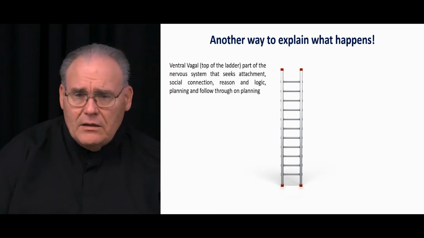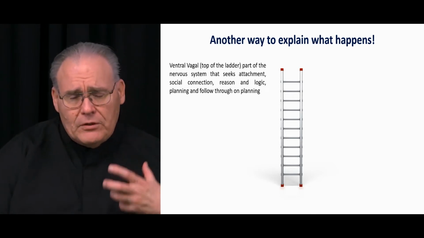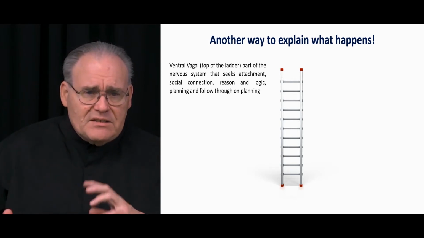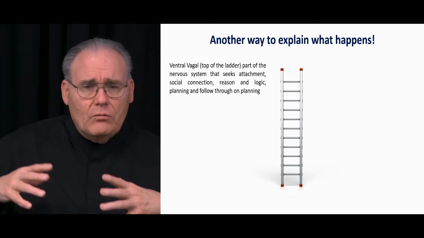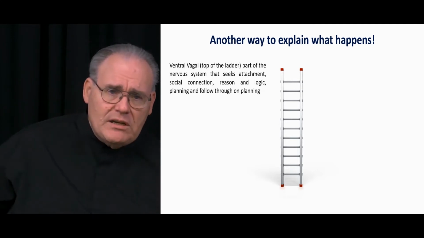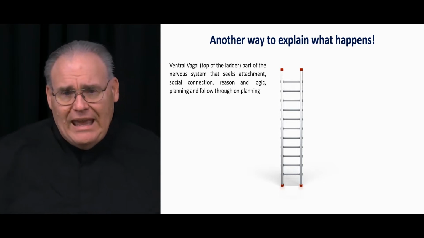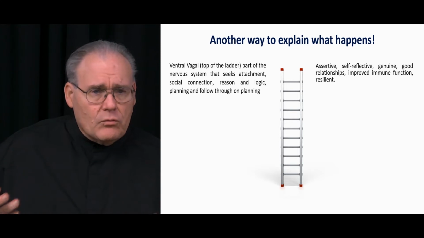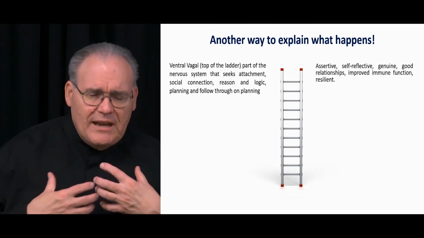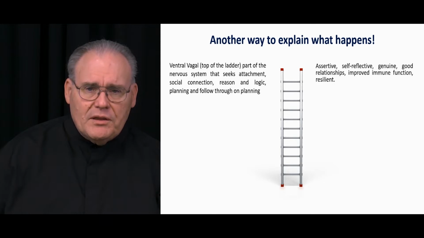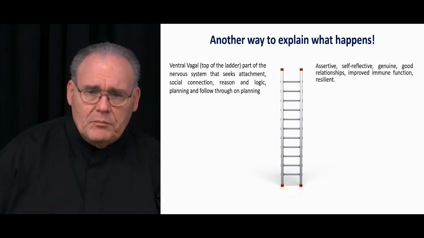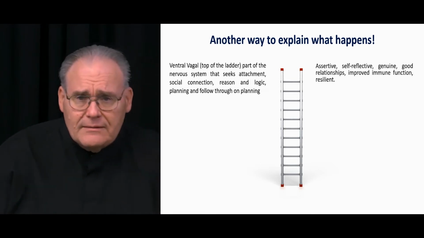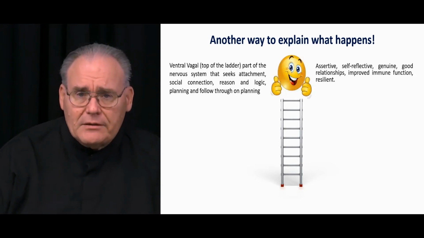And essentially, at the top of the ladder, we have full access to our ventral vagal system. We're able to seek attachment. We feel safe. We want to have social connections. We can have reason and logic, and we can plan and follow through on that planning. We can be assertive without being rude. We are self-reflective. We're genuine. We're looking at connecting with other people on a genuine level. We have an improved immune function, and we're more resilient to stress. That's being at the top of the ladder.